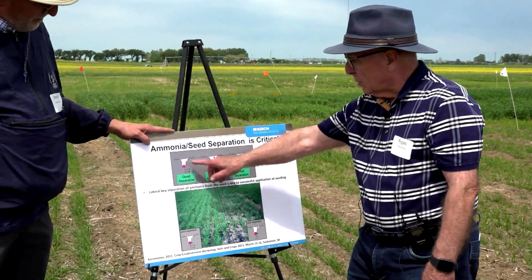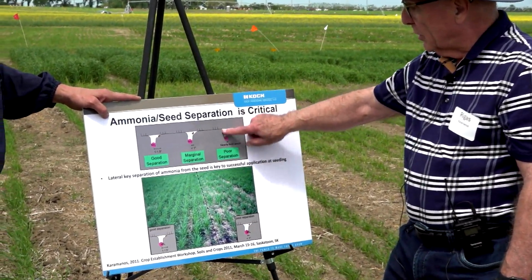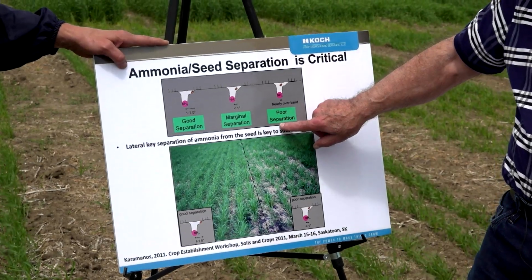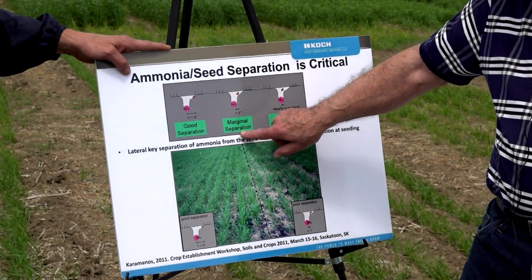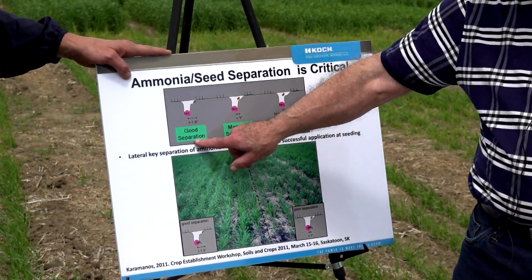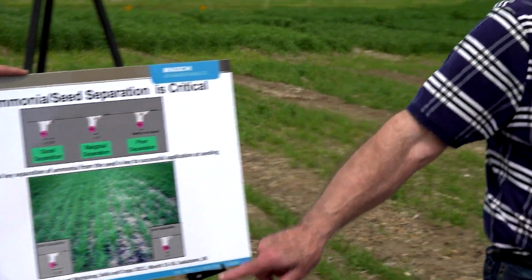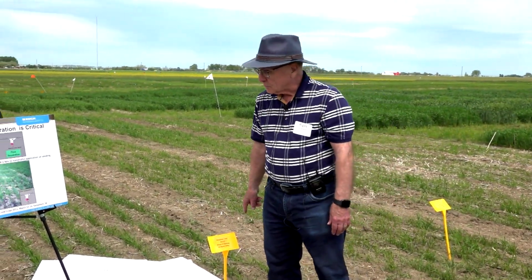You can see when it comes to side banding, if you put everything with the seed, you have very poor separation, and that's not a good thing. Less than 1 inch, you have marginal separation. The good separation is 1 inch to 1.5 inches. And the best is 1 inch to 1.5 inches to the side and about 1 inch below. That is where you get the best results.